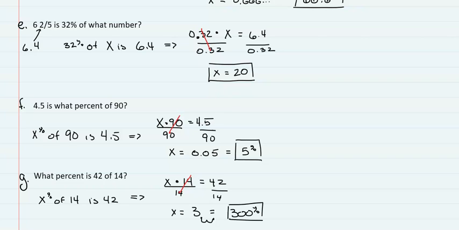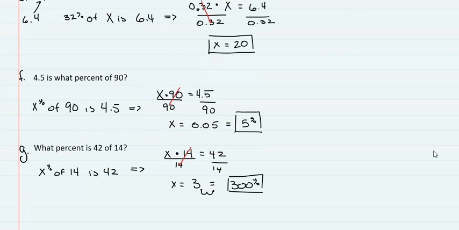So does that make sense that 42 is 300% of 14? Yes, it is. It's 3 times. So it's 300%. That is the end of this video. In the next video, we will talk about solving using proportions.